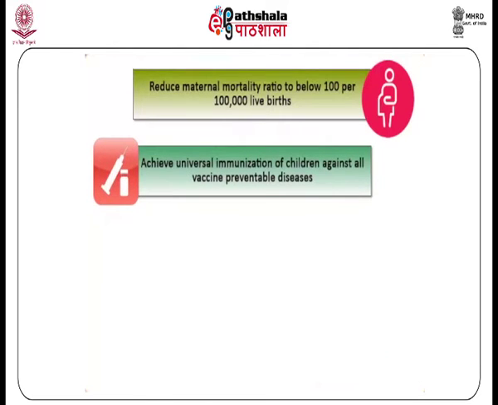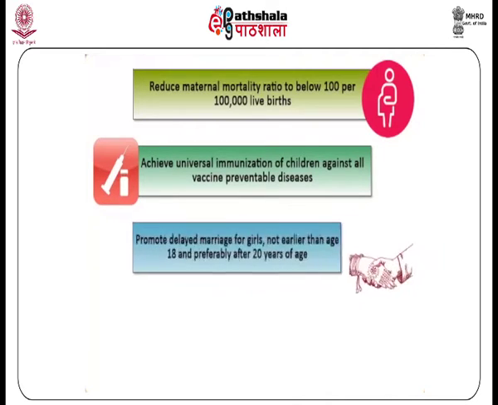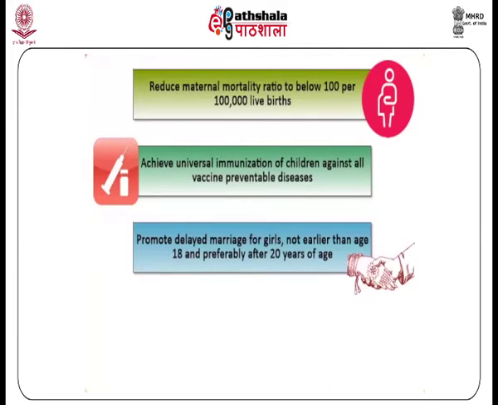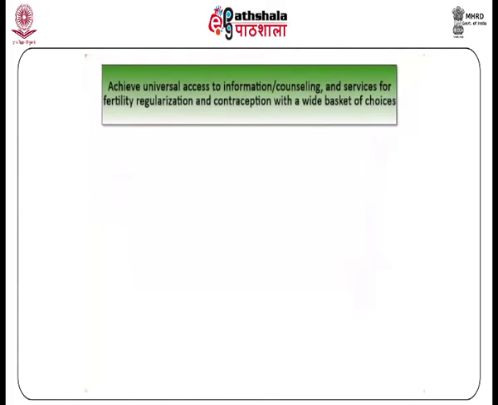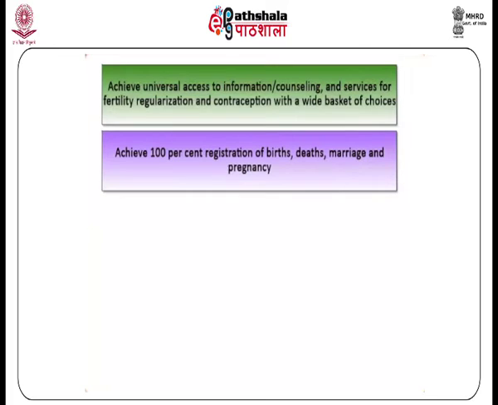Achieve universal immunization of children against all vaccine-preventable diseases. Promote delayed marriage for girls, not earlier than age 18 and preferably after 20 years of age. Achieve 20% institutional deliveries and 100% deliveries by trained persons. Achieve universal access to information, counseling, and services for fertility regulation and contraception with a wide basket of choices. Achieve 100% registration of births, deaths, marriage, and pregnancy.